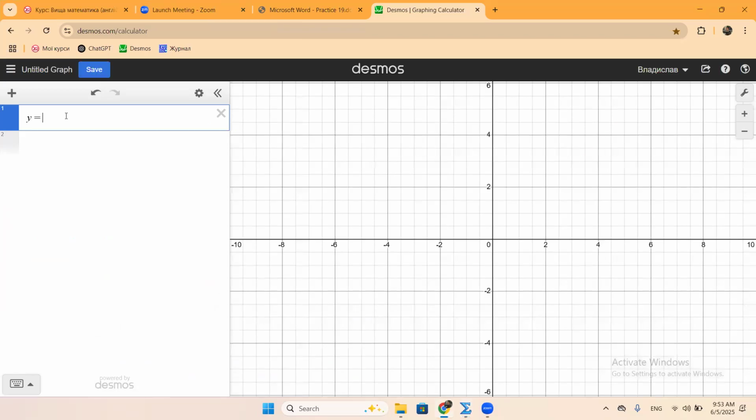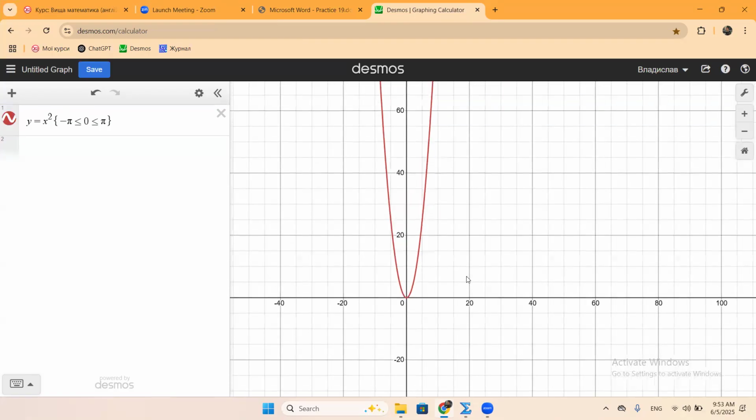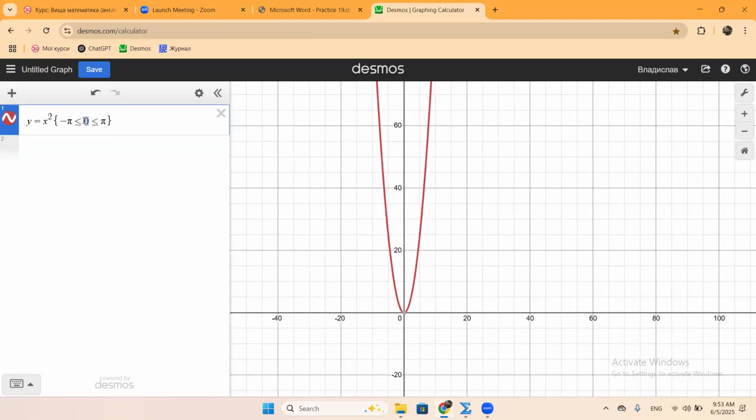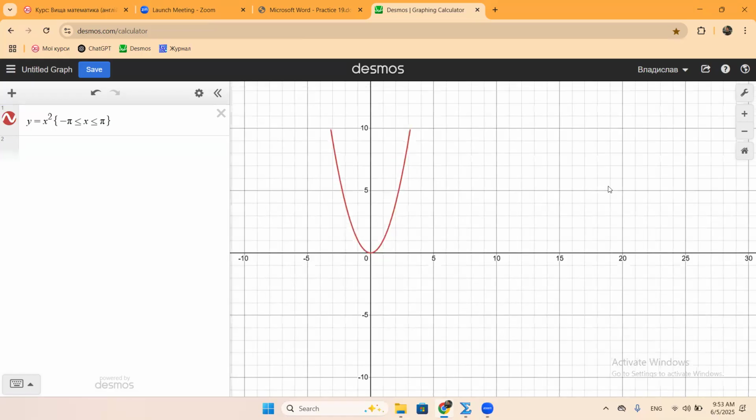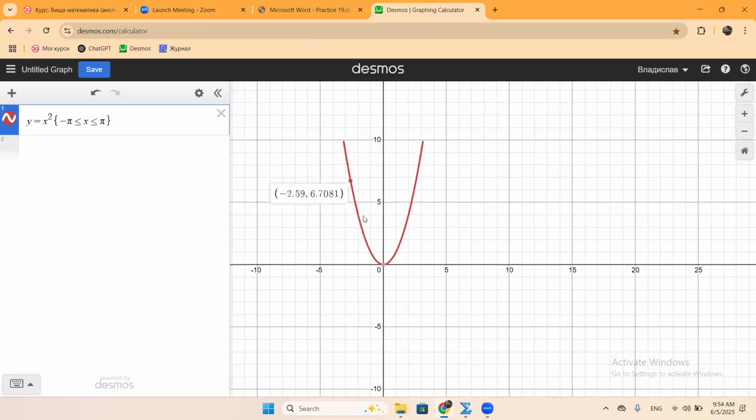So y equals x square, and I will write down x from minus p to p. So now it is okay. And now I want to move it. I want to continue this function. So how to do it?